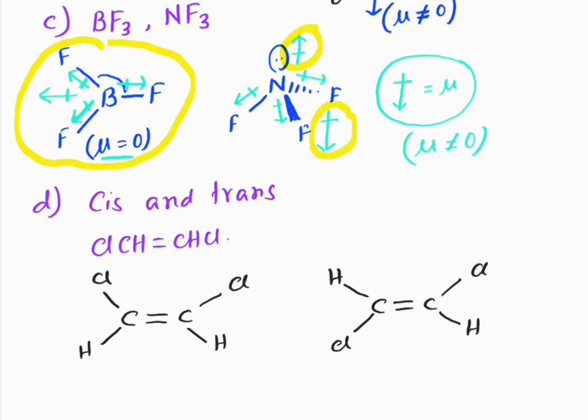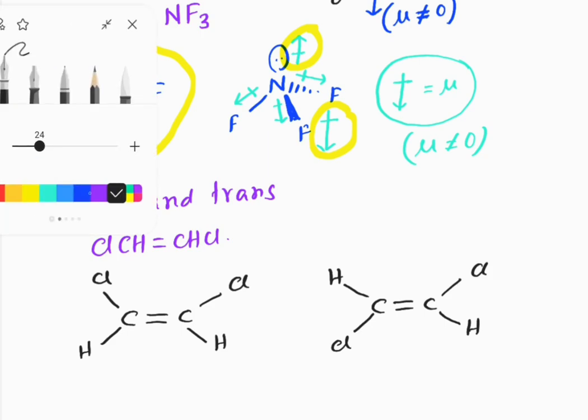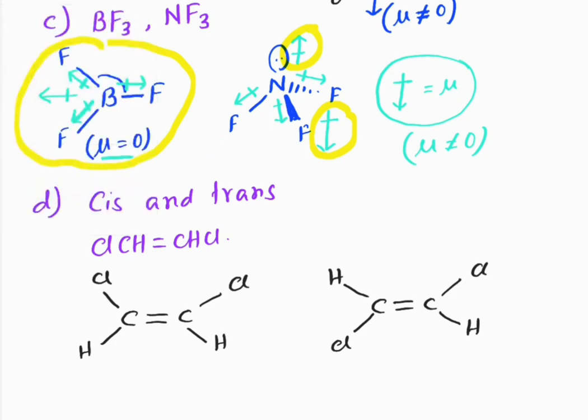Now you see that in case of the trans form, the bond moment due to this carbon-chlorine bond and the bond moment due to this carbon-chlorine bond are acting in opposite directions and they are equal. They are equal and opposite to each other, and as a result the resultant mu, that is the dipole moment of this molecule, will be equal to 0.